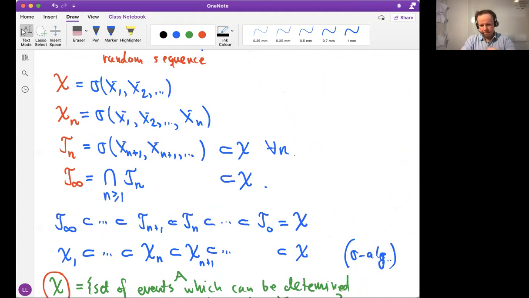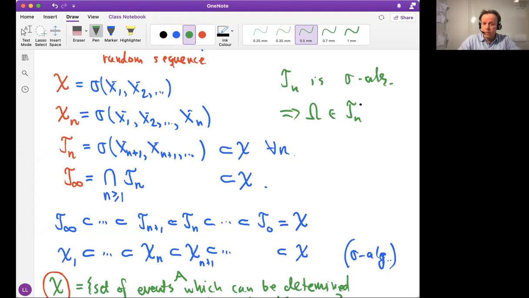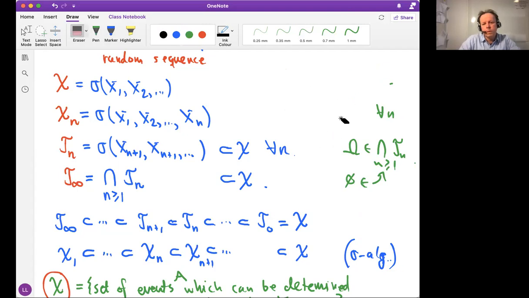Does somebody know the answer? It's not immediately obvious, but when you know what to do, it's very easy to check. Because Tn is a sigma algebra, we know that it contains the full set. Every sigma algebra contains the full set. This is true for every n, so omega belongs to the intersection of Tn as well. The complement of omega, the empty set, also belongs there. So this is why T infinity is not empty. It contains something.